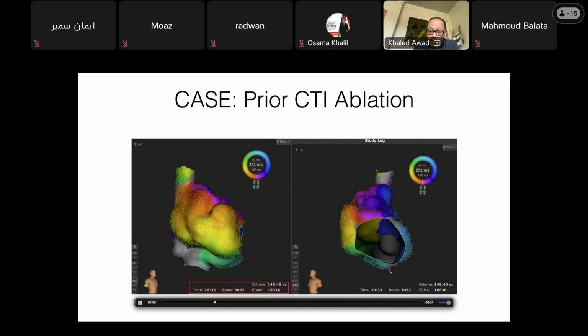And this is the line of block. This is the prior CTI line. And the activation has to go around the tricuspid annulus to get to the bottom of the atrium on the lateral side of the block. And so you get something that looks like it's a right atrial flutter.